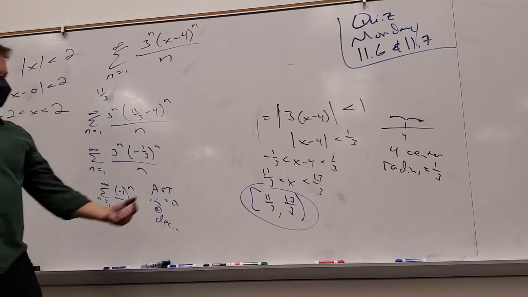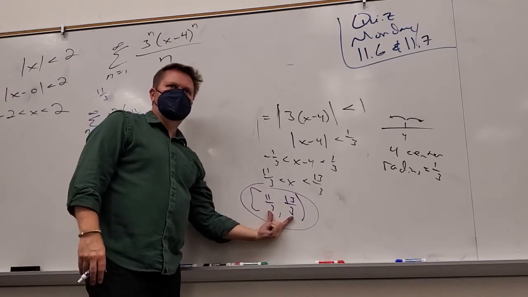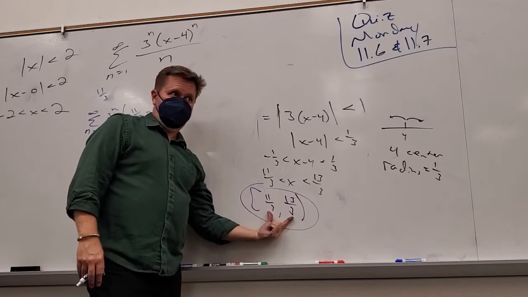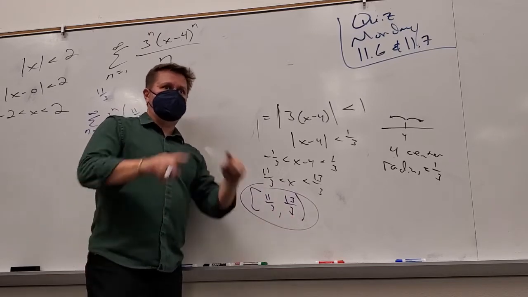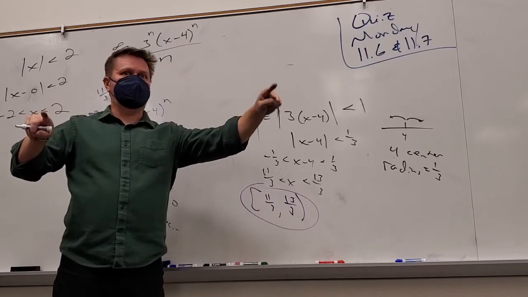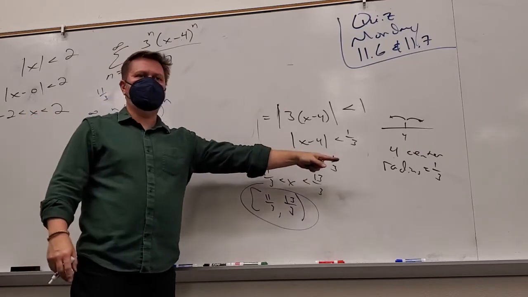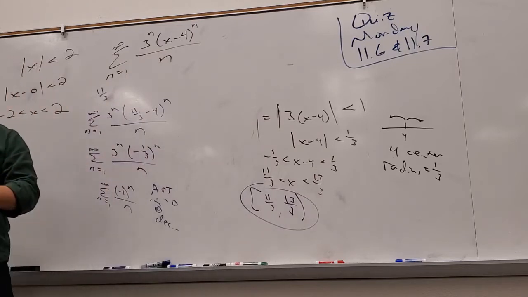How do you check the radius? Well, how far apart are these endpoints? You add them together and divide by 2. Or just subtract: 2/3. That's the diameter, right? It's all the way across, so the radius is 1/3. So you can kind of check your answer.